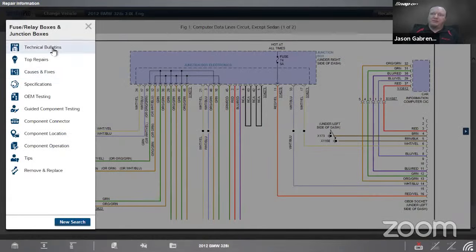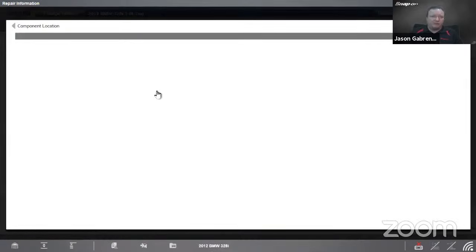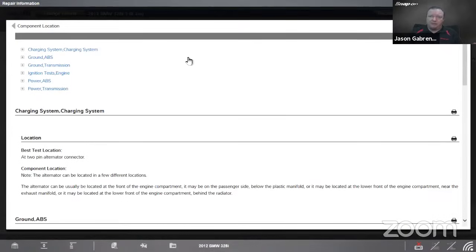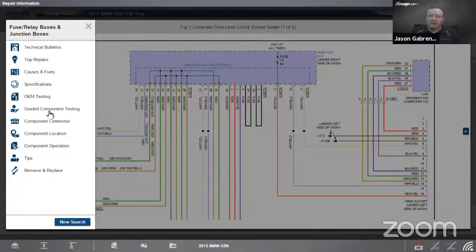So are there TSBs related to this junction box? What are my top repairs, causes and fixes, specifications? How about my location, where's that? I can click on component location right from the wiring diagram, and then it pulls up any of my electronics for that junction box. I can pull that up right from here, and it gives me all that information right from the wiring diagram.